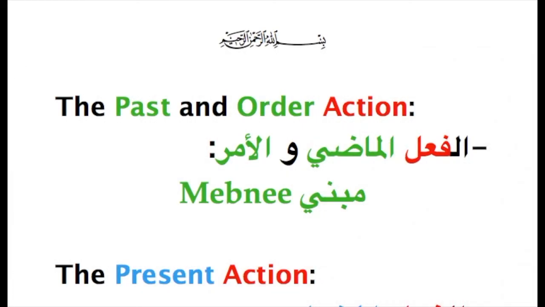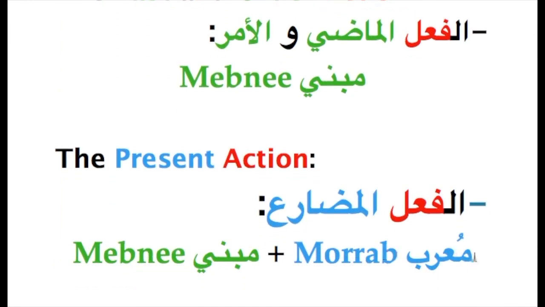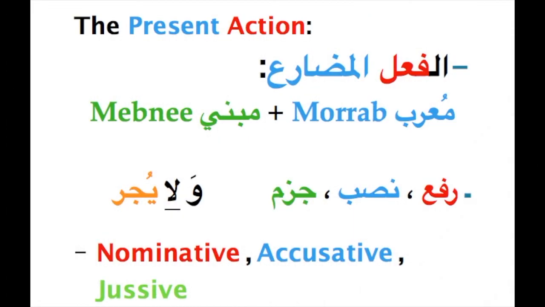So to summarize what we have learned, the past and order actions are always Mebnee. They're Mebniyah. And on the other hand, the present action, الفعل المضارع, is Moarrab and Mebnee. And in this lesson, we saw how it's Moarrab. And hopefully in the future, we will see how it's Mebnee and why. Also, when we say that الفعل المضارع is معرب, that means it goes through رفع and نصب and جزم. And remember, it does not go through جر because it's a فعل.